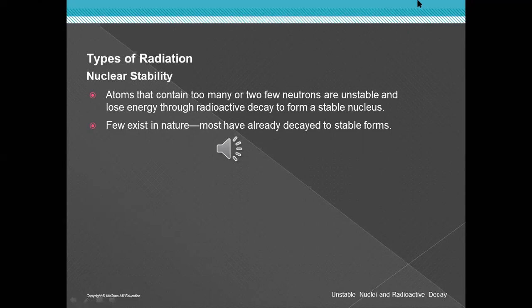So this is the difference between a stable element and an unstable element. As I said in the previous session, for a stable element the difference between protons and neutrons will be 0, 1, or 2, at most 3. But for an unstable element there will be a big difference between the number of protons and neutrons, as in uranium, whose atomic number is 92 while its mass number is 238. So the difference between them is very large.